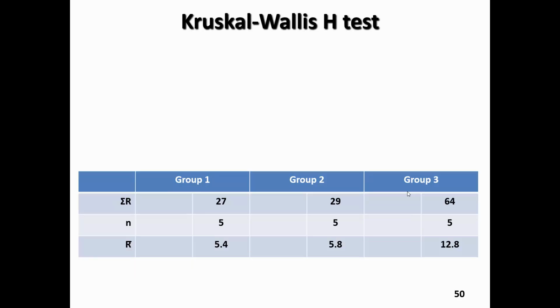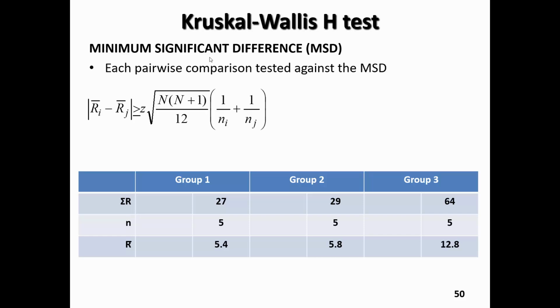And to do this statistically, what we need to calculate is something called a minimum significant difference. This is the standard we're going to use to compare each group to each other in a pairwise manner. And the equation that we will use to determine that MSD, the minimum significant difference, is right here. On the left-hand side of this inequality symbol, we have the absolute value of any 2 groups in our study. This could be group 1 and group 2, group 1 and group 3, or group 2 and group 3.